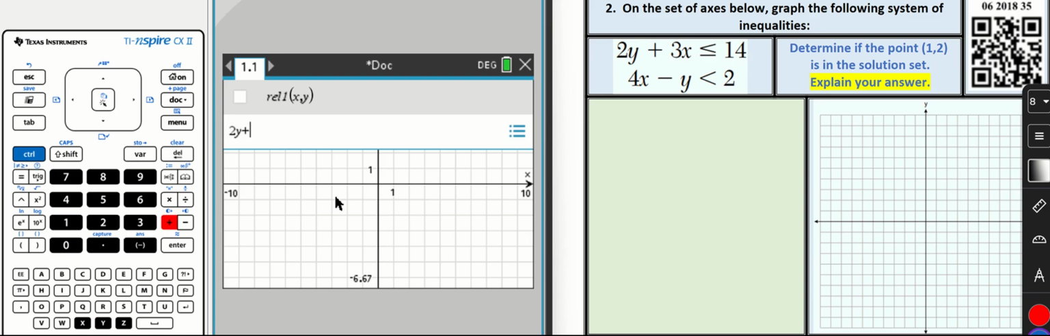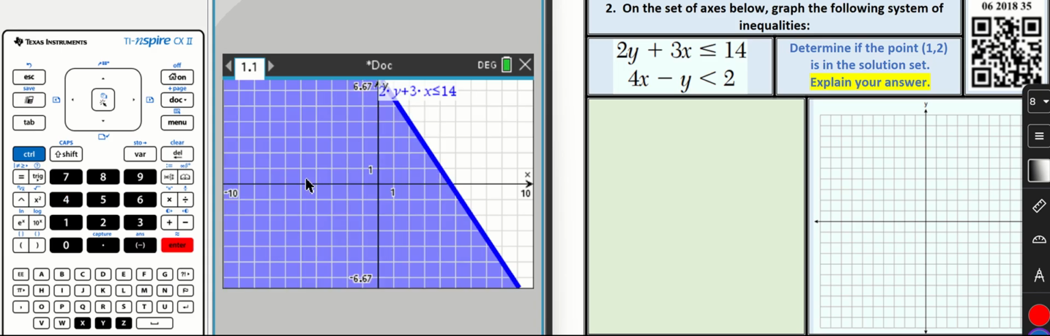Type it in, 2y plus 3x. And then we want to hit the control equal sign for these symbols here. And this one is the right one, 14. Bam. So it's this blue area, all the solutions, even on the line.